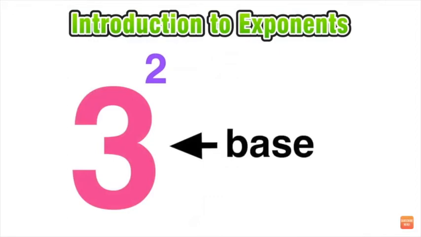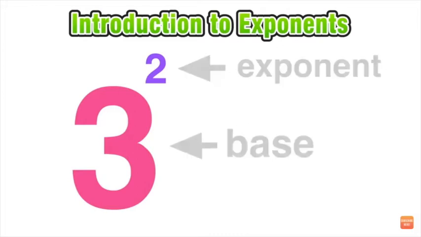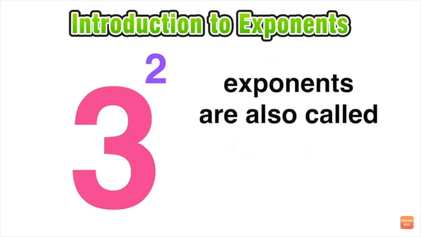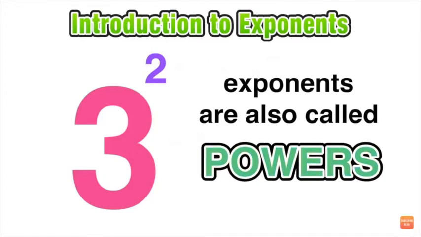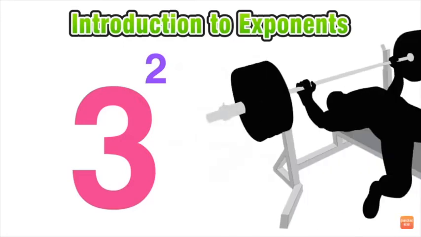So now we can extend our thinking to looking at some numbers. Imagine if we add 3 with a little 2 up at the top right-hand corner. This notation says that 3 is the base value and 2 is the exponent. We should also note that exponents are also called powers. So for this example, we could say 3 to the power of 2 or 3 raised to the power of 2.